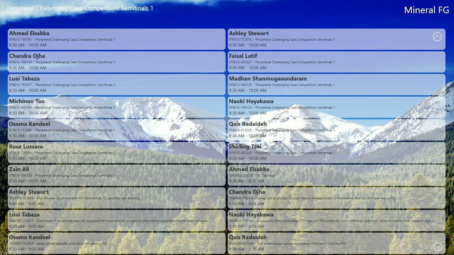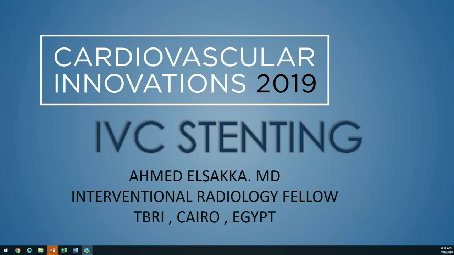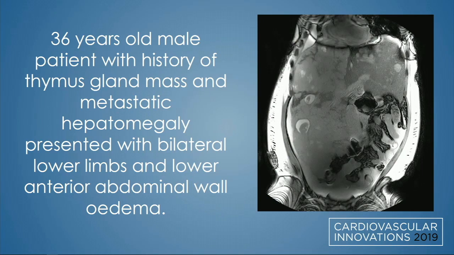Good morning, everybody. I am Ahmed Elsakka, Interventional Radiology Fellow from Cairo, Egypt. So my case is an IVC stenting case. Our patient is a 36 years old male with a history of thymus gland mass and metastatic hepatomegaly, presented to us with bilateral lower limbs and lower anterior abdominal wall edema.